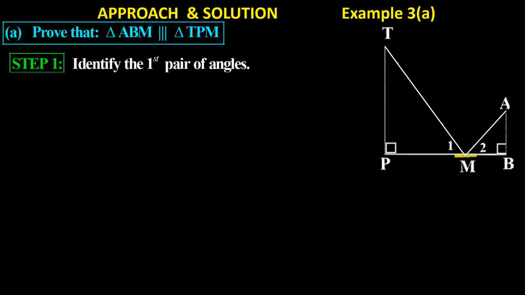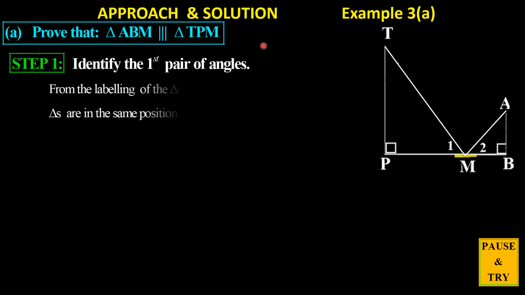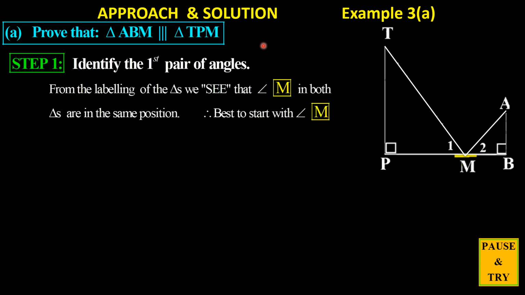Let's look at the solution. There we have our diagram, and we have to prove that triangle ABM is similar to triangle TPM. So, how do we start? First of all, we have to identify the first pair of angles. Now, to be able to do that, just look at the labeling of the two triangles. ABM, TPM. We can see the letter M occurs in both, and it's in the last position. So that is an indication that we need to start with angle M. So let's look at angle M, and we were given that M1 is equal to M2. Therefore, M1 is equal to M2, that is given.